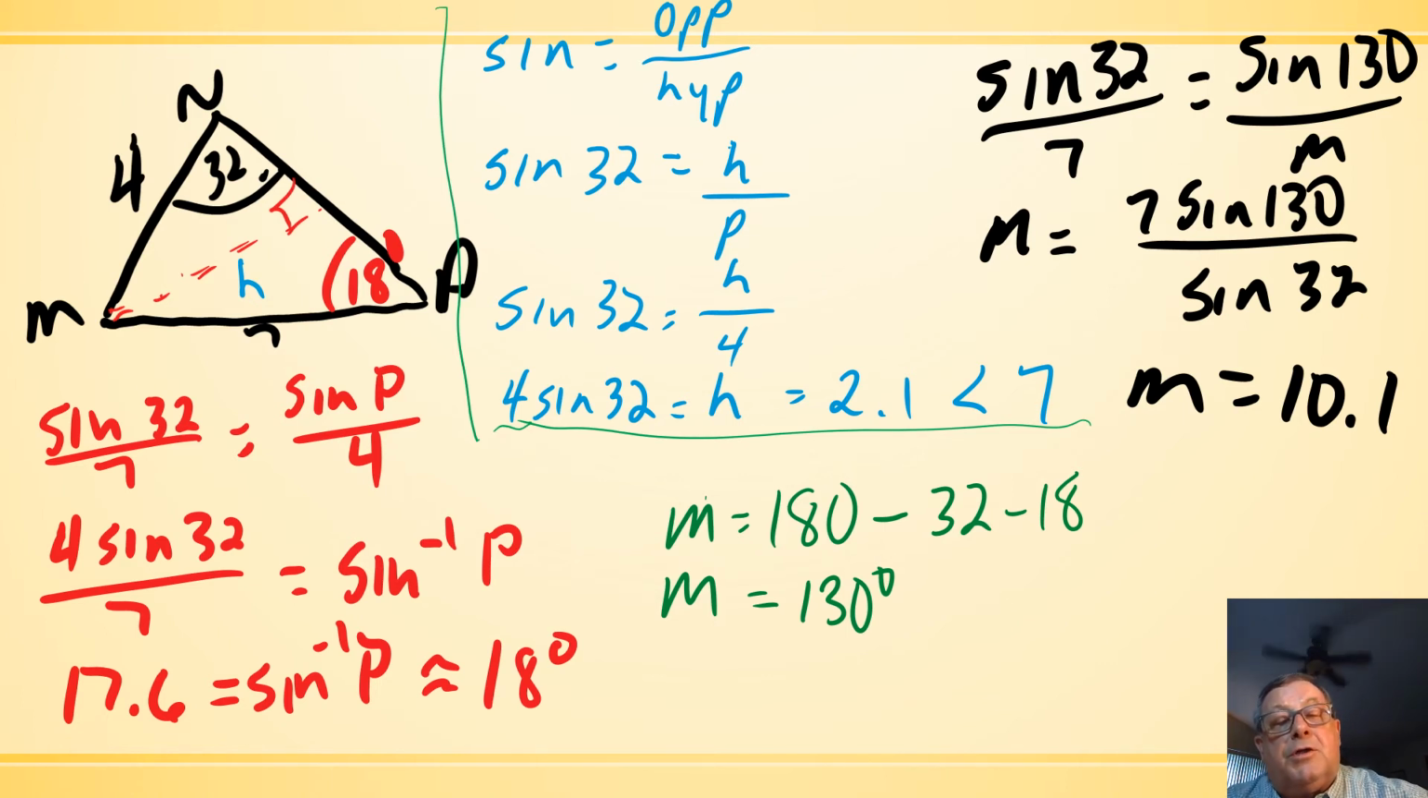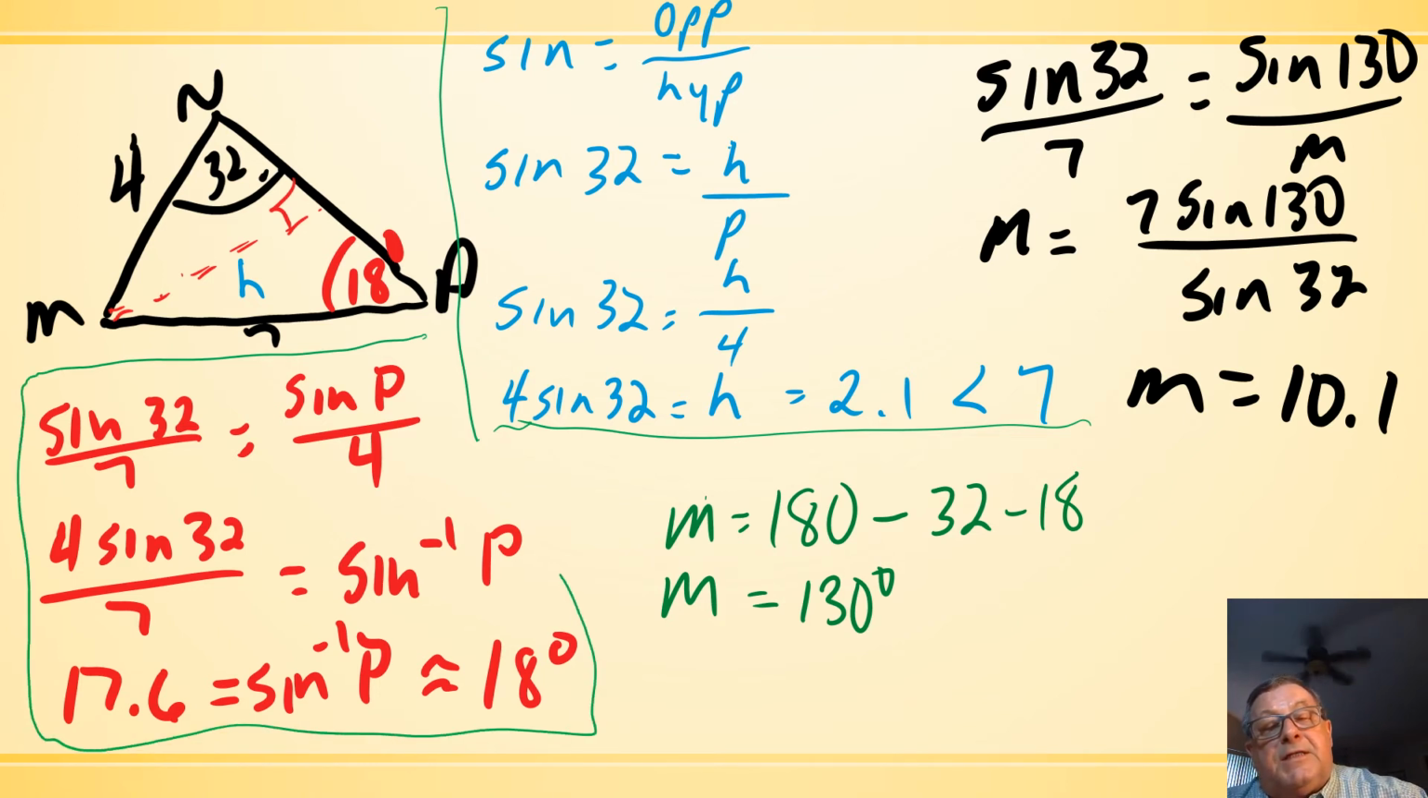Now to find the one solution, I'm first going to find angle P, which is this section right here. We have the sine of 32 over 7 equals the sine of P over 4. Therefore 4 times the sine of 32 divided by 7 equals the sine of P, and since I'm trying to find the angle, I use the inverse sine function. That's going to equal 17.6, and we're asked to round angle measures to the nearest degree, so it's 18.